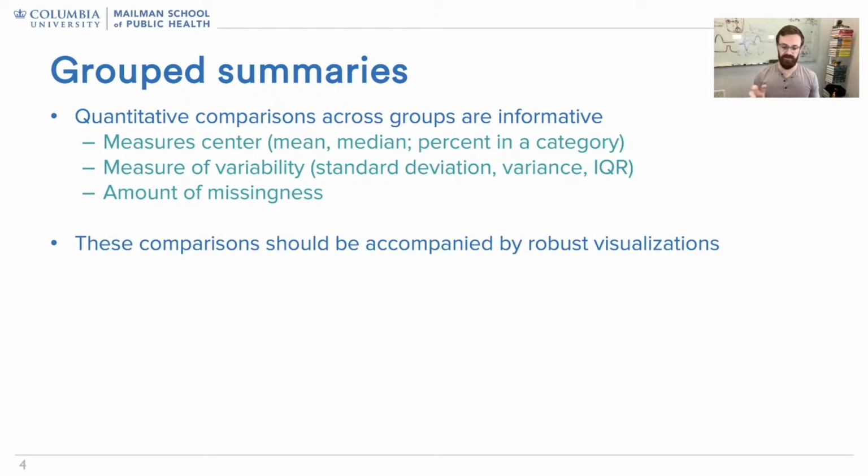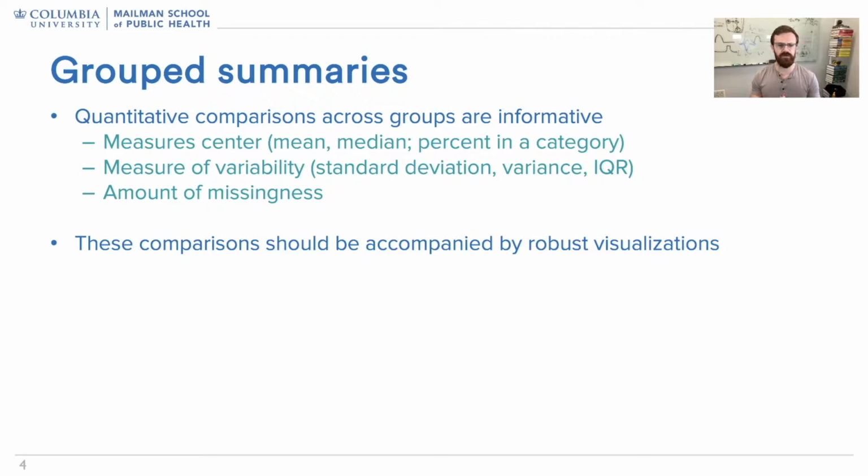If you have a binary outcome or something like this, you might want to compute, say, the percentage of men or women inside of one of these geographic groups for whatever reason. These are the kinds of summaries that you might want to produce if you're interested in what's called a measure of center. You might also want to know things about the variability. You could compute a standard deviation or a variance or an interquartile range.